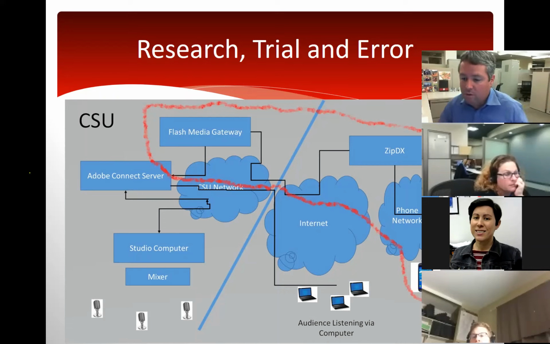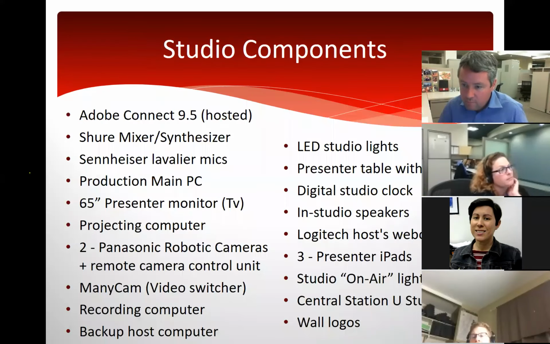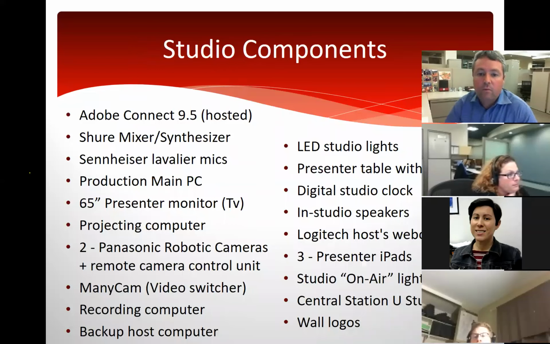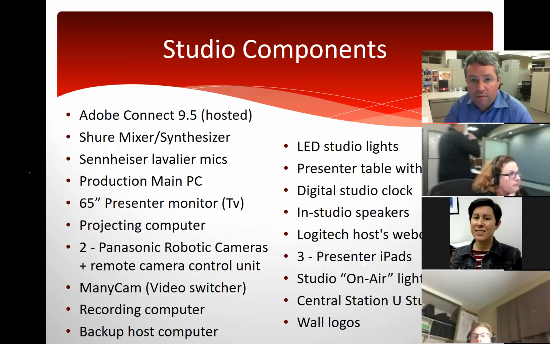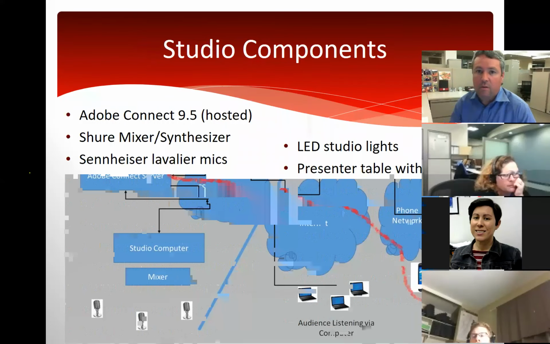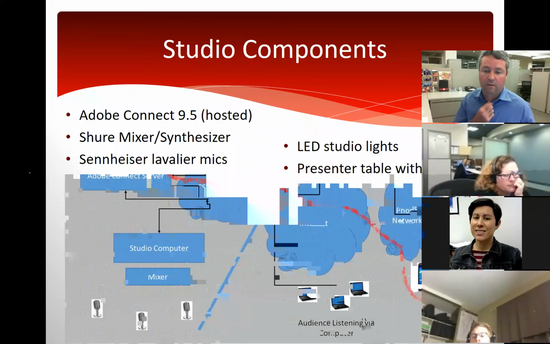So let's go a little bit more into the weeds, and let me show you what we did. What are the components of the studio? So right now we're using Adobe Connect 9.5. As I mentioned, it's a hosted version, so it's on our servers. We have the Shure mic mixer, so that's where all the mics are coming into, and the Sennheiser lavalier mic. So when a presenter comes in, there's actually a little lavalier mic that just clips on their shirt, and that goes into the mixer.